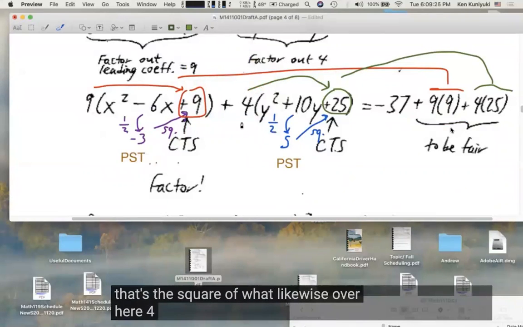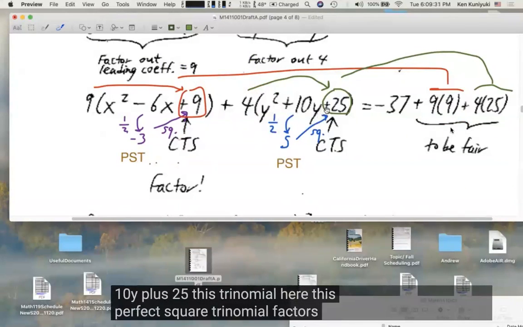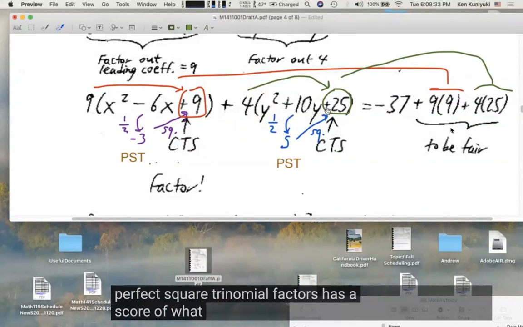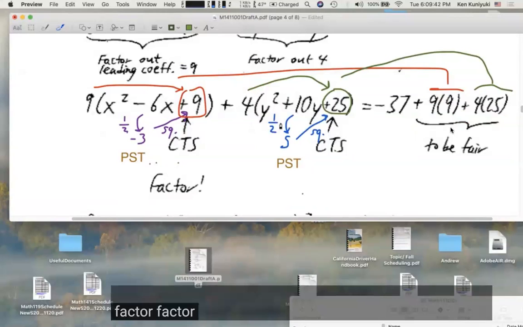Likewise over here, 4 times the quantity, y squared plus 10y plus 25. This perfect square trinomial factors as the square of what? You can also simplify the right side. I'll give you a few moments. Factor, factor, simplify on the right.